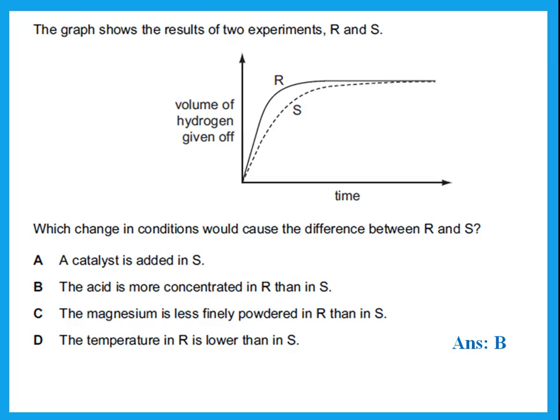Now, just to check, you have to go through the others and make sure that they are not the correct answer. So C says the magnesium is less finely powdered in R than in S. Less finely powdered would make it slower, not faster. So C is wrong. D, the temperature in R is lower than S. No, if it's lower, it wouldn't be faster. So B is the right one.